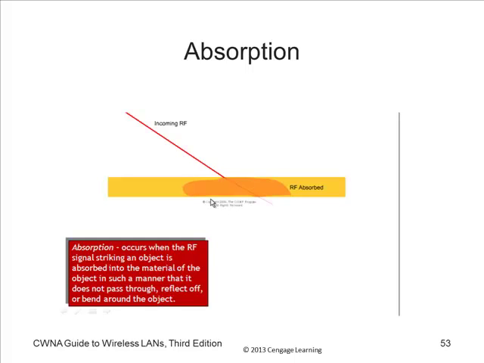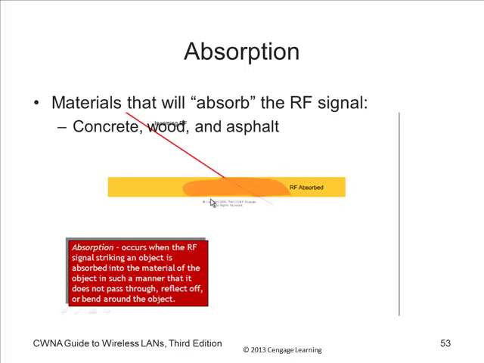Absorption. Absorption occurs when the RF signal striking the object is absorbed into the material and disappears. It doesn't pass through it and it's not reflected off of it. Concrete, wood, asphalt are things that are going to absorb signals.